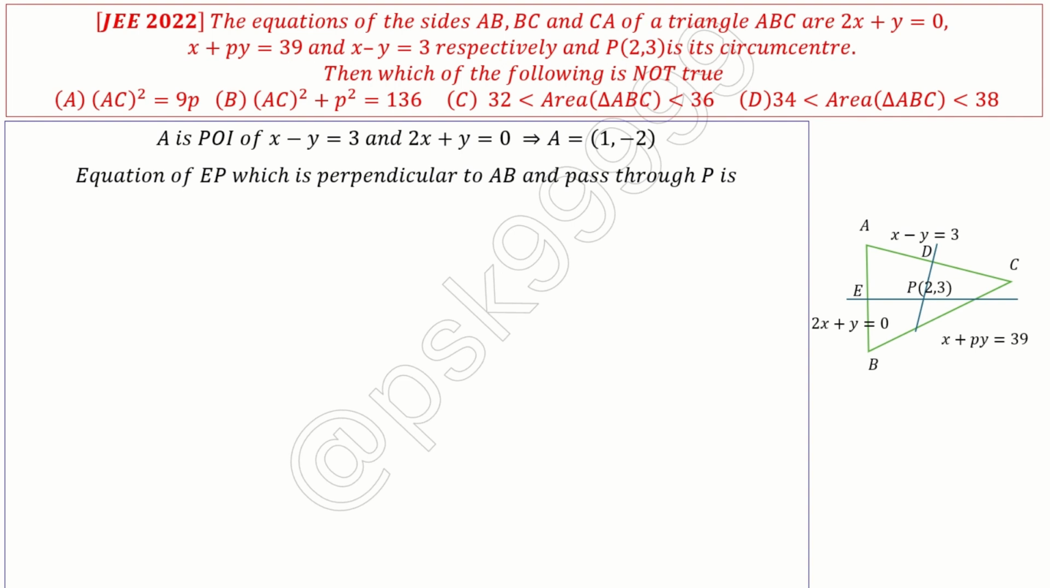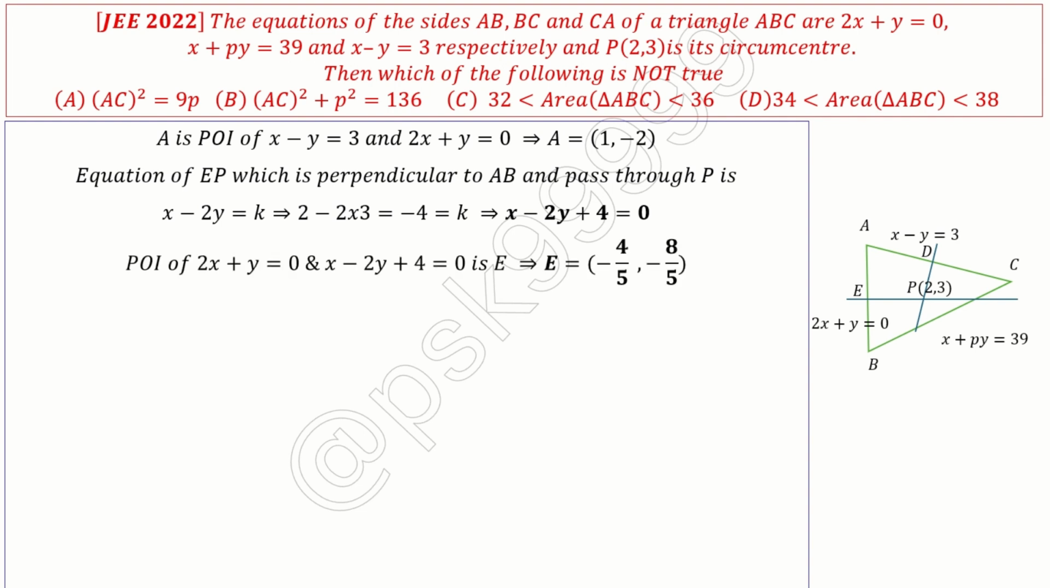The line EP is perpendicular to AB and passes through P, which means it will have x minus 2y equal to k as the equation, correct? If I substitute the value (2, 3), I get k as minus 4. So my equation is x minus 2y plus 4 equal to 0. Now I got the equation of EP.